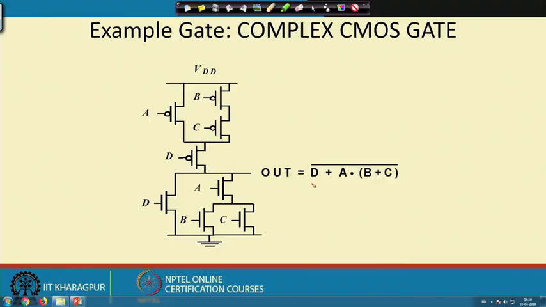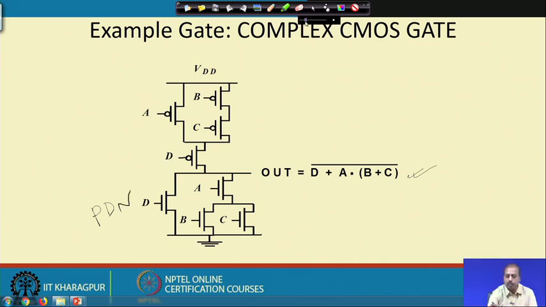Next, we will look into a more complex example of CMOS gate based combinational circuit realization. Let us consider the example where the output is D plus B into A into B plus C, say. When we do this, we should have an N network and a P network. The N network consists of the N type transistors which constitute the pull down network, and the P type network corresponds to the pull up network. This upper part is the pull up network, and the lower part is the pull down network.